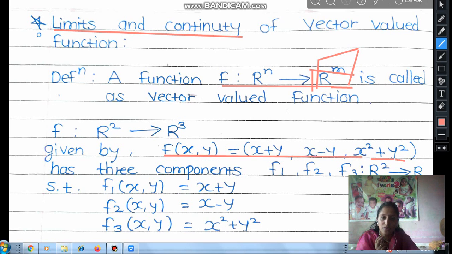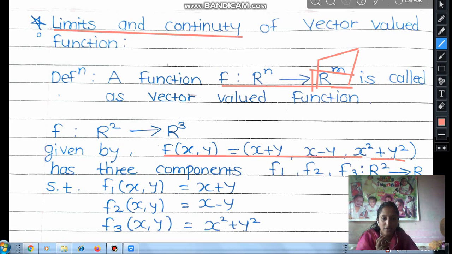Here x plus y is a function of x and y. x minus y is also a function of x and y. x square plus y square is also a function of x and y. That means the function f of xy operates on the coordinates, and the coordinates themselves are functions of x and y.